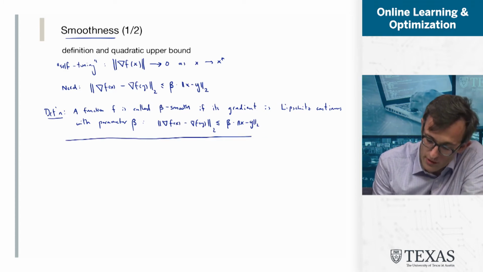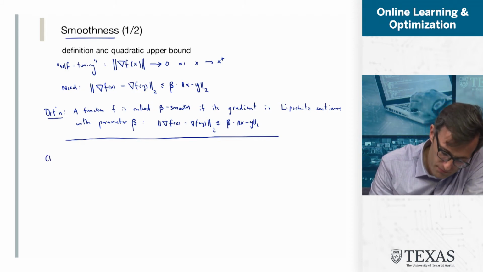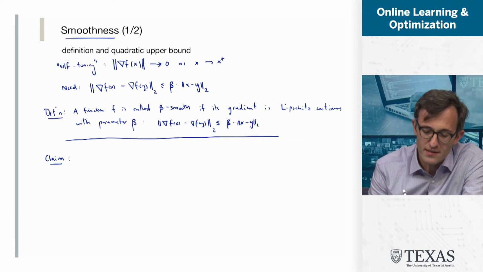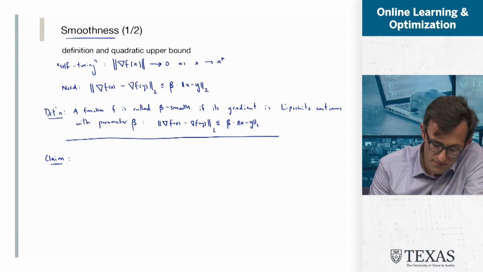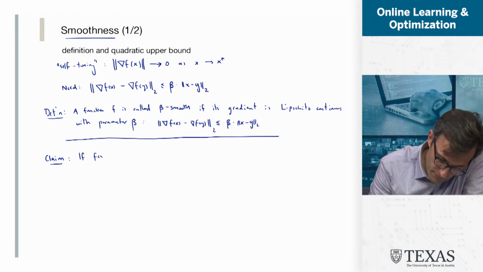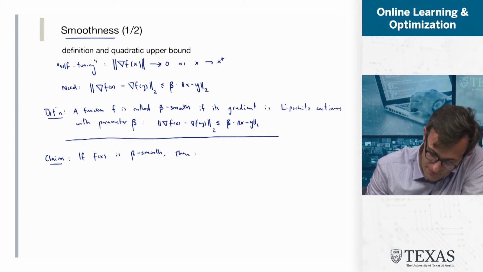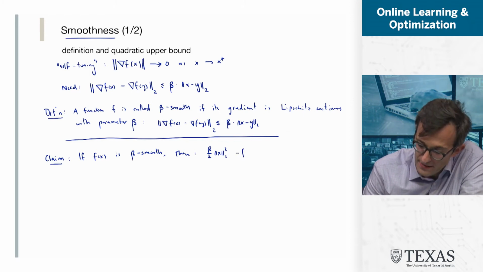So we have a little bit of work to do on the way. So first I'm going to show that if f of x is smooth with parameter beta, if f of x is beta smooth, then the function beta over 2 times norm of x squared minus f of x is itself convex.